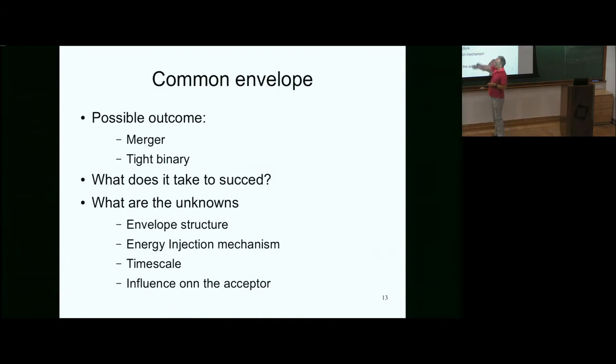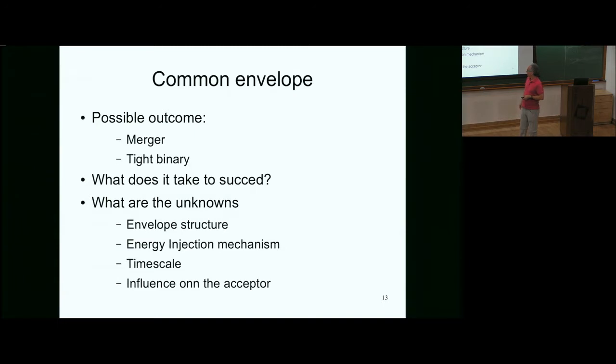So. What does it take to succeed? By succeed, I mean to form a tight binary in a common envelope. We need the donor star to have a clear core and envelope structure. So it has to be evolved, and it has to have this two-component structure so that if the incoming acceptor starts mixing in the envelope and injecting energy into the envelope, the envelope can go, but the core has to stay. And in order for the core to stay, there has to be a clear boundary between the core and the envelope.